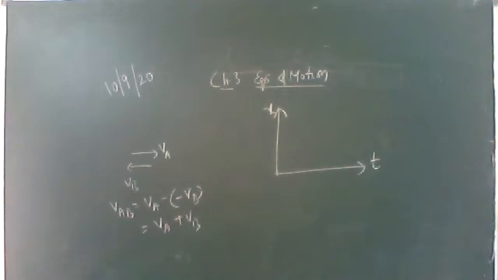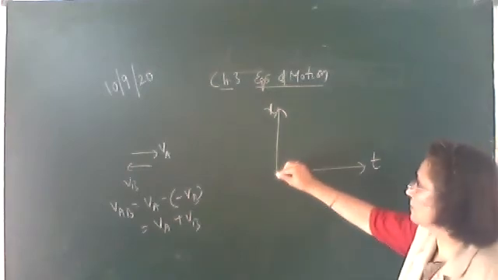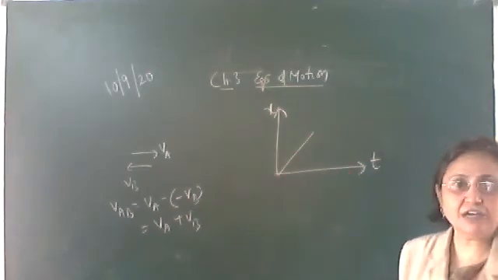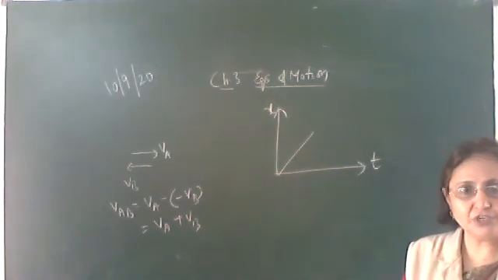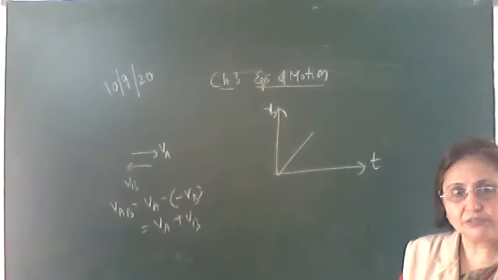Straight line parallel to the time axis? No, not parallel to time. Having a constant slope. Yes, having a constant slope. So the slope is giving the velocity over here. The other body is also moving with the same velocity.